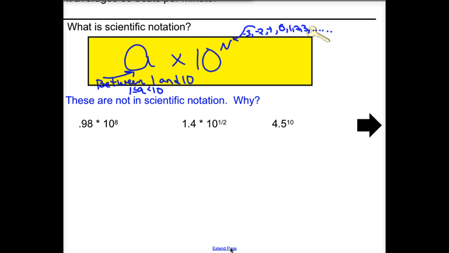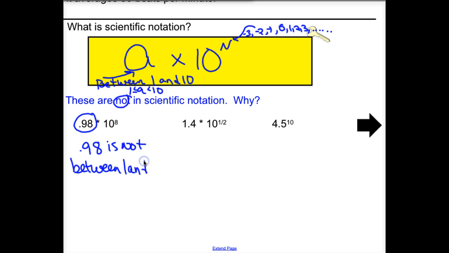So let's go discuss these. It says these are not in scientific notation, and you're going to tell me why. What part of this form is it not meeting? It's this very lead coefficient right here, which is not bigger than 1. So we would say 0.98 is not between 1 and 10.